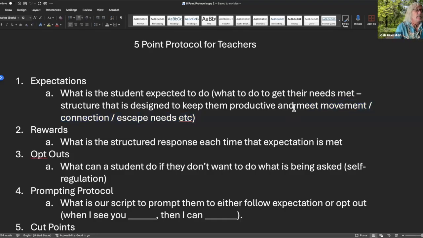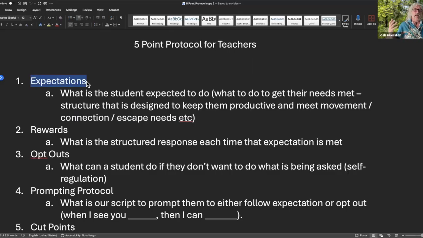So it might just be I need them to be in the classroom. It might just mean I need them to not be disruptive so that other people can learn. So it could be really simple things like that. But I want the expectation to be clear because then we can narrow down what we're asking the kid to do. This doesn't have to even be a big expectation like, I need them to be at their desk doing their work. Well, let's back up a little bit.